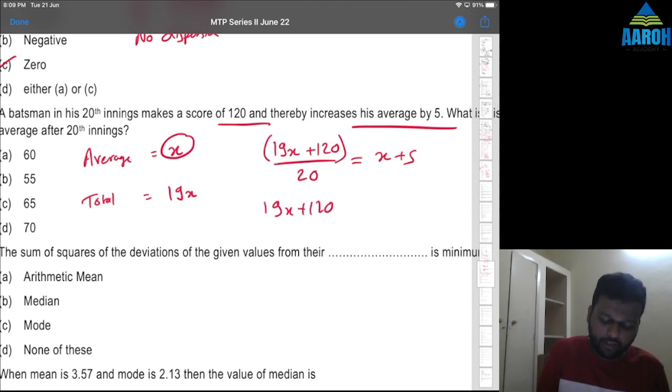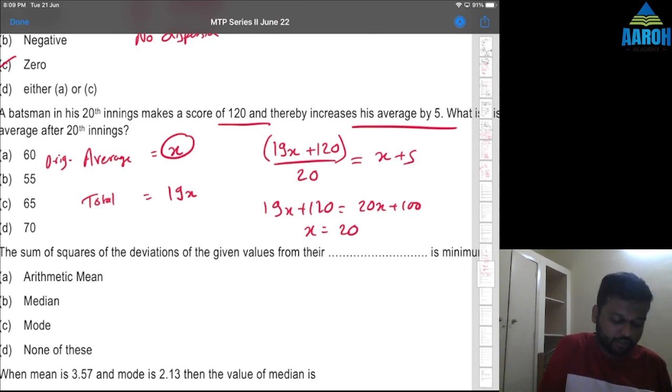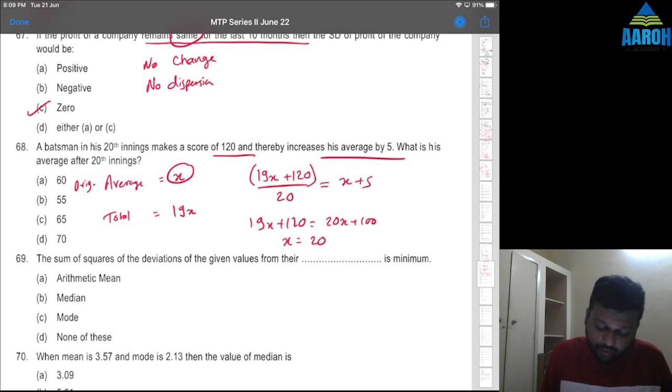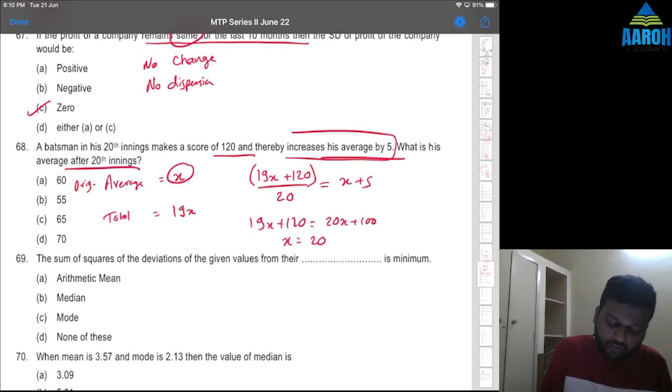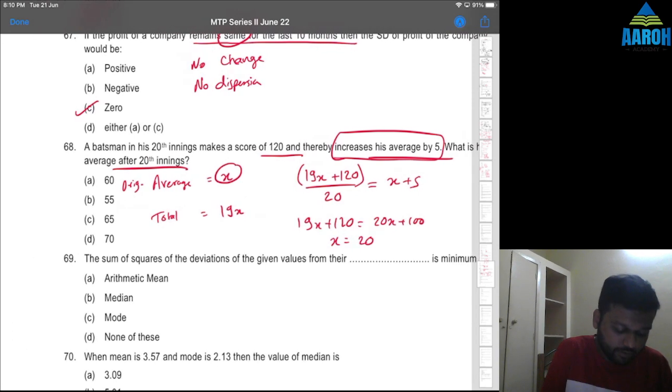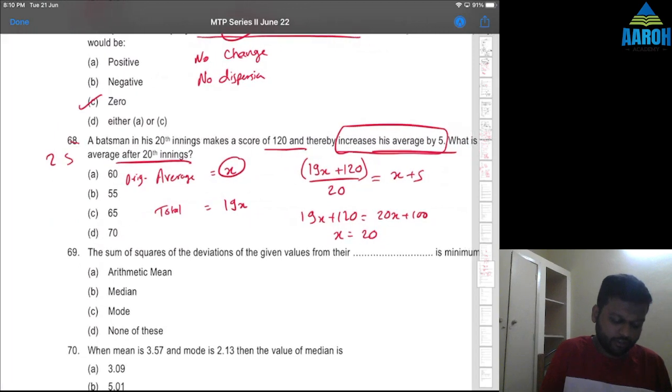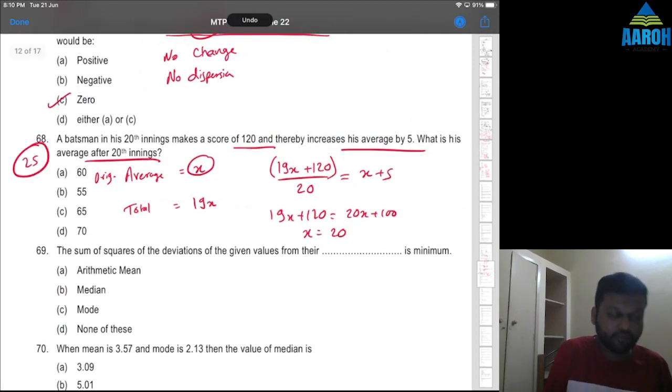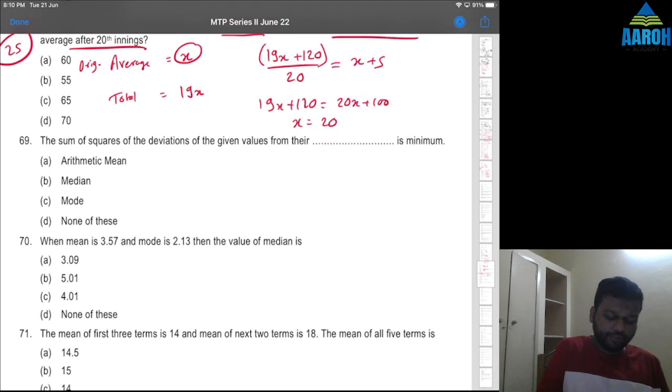19X plus 120 is equal to 20X plus 100. So that is going to be X is equal to 20. X was our original average. What is our new average after the 20th innings? The new average has increased by 5, that means 20 will now become 25. So 25 is the correct answer for this, which is not in the options, but it is the answer.